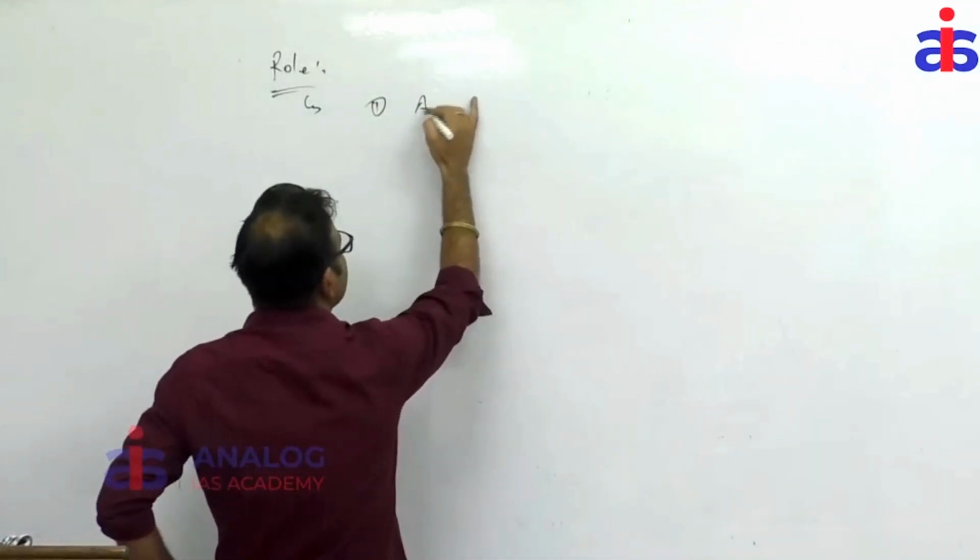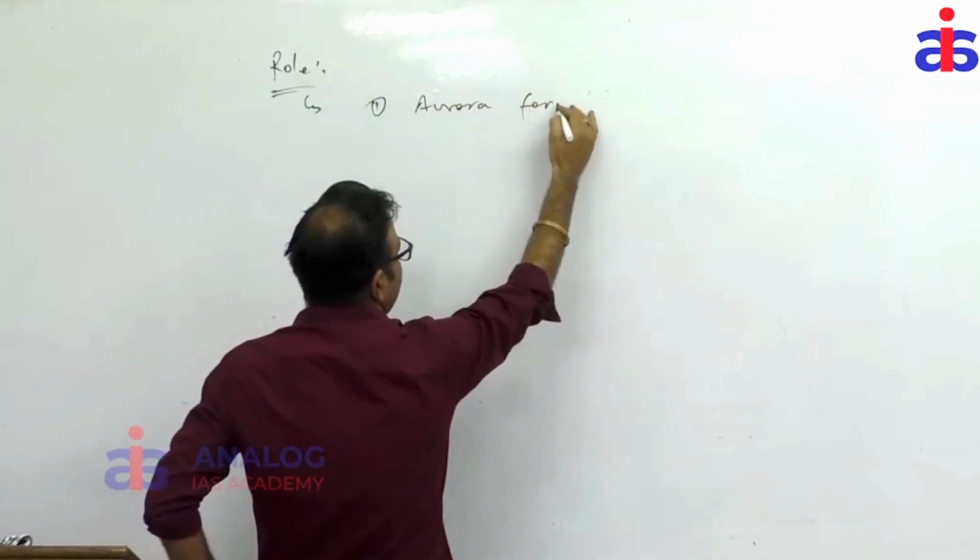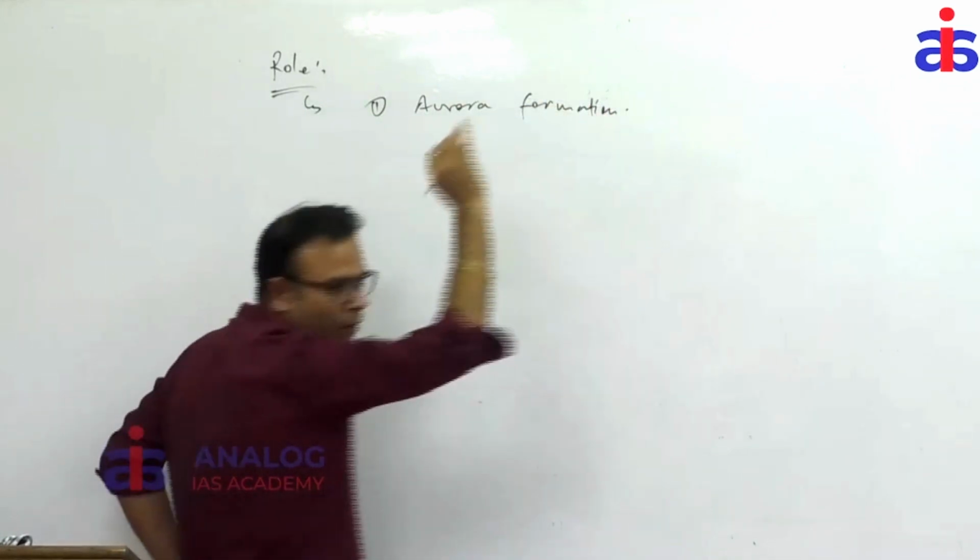Magnetic aurora formation. 2, 3. Optical phenomena called what? Aurora.